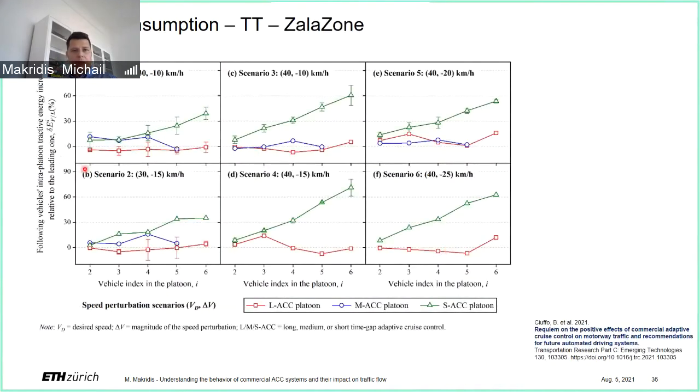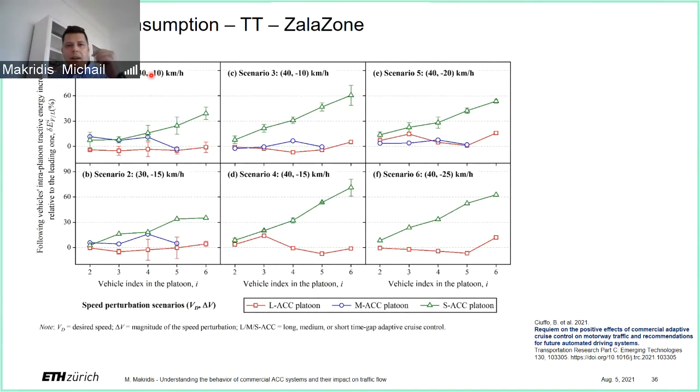It's pretty simple. We have here six scenarios. And you can see in each scenario, you have this number, which is the steady state speed, and this number, which is the perturbation. So this vehicle, in this scenario, the leading vehicle from 30 kilometers per hour, it dropped to 20 kilometers per hour.